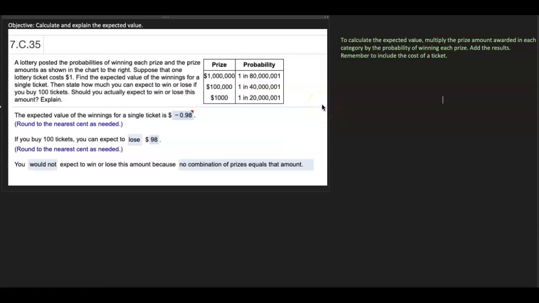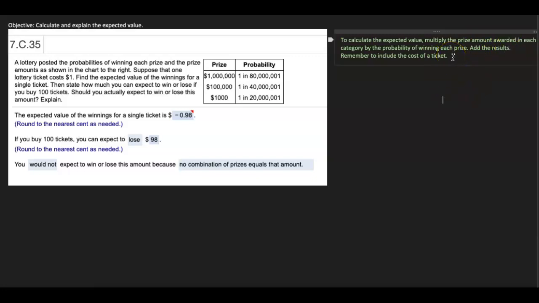In this example, we are going to find the expected value given some prize amounts and probabilities. So to calculate the expected value, we will need to first multiply the prize amount awarded in each category by the probability of winning each prize. After we find those products, we will then add the results.